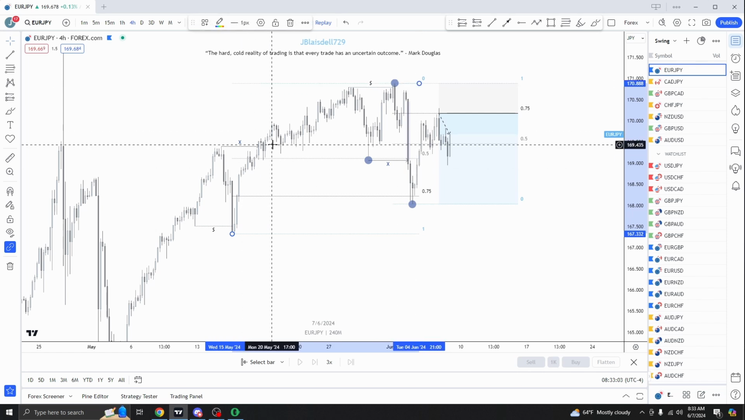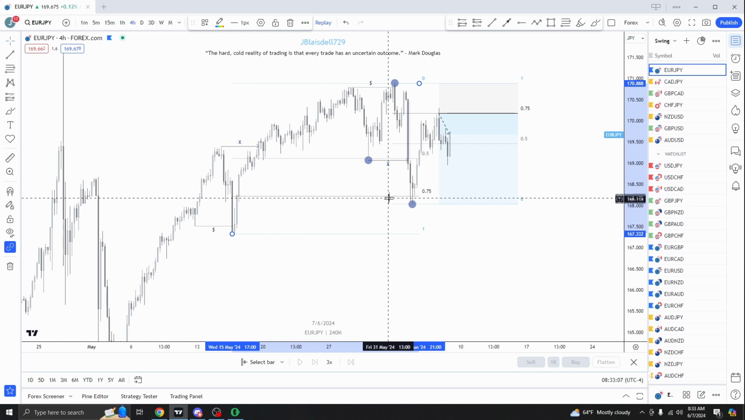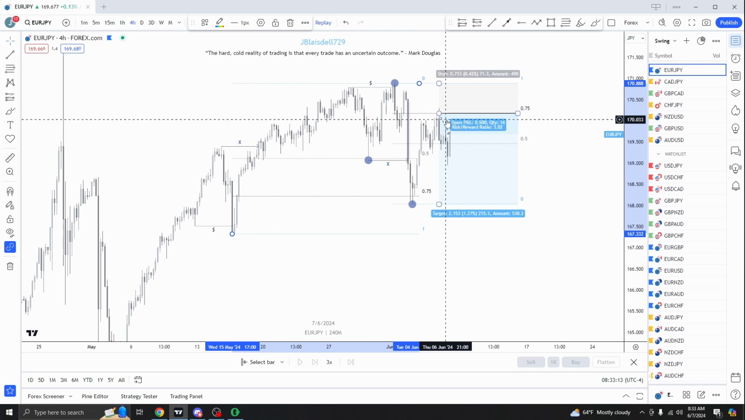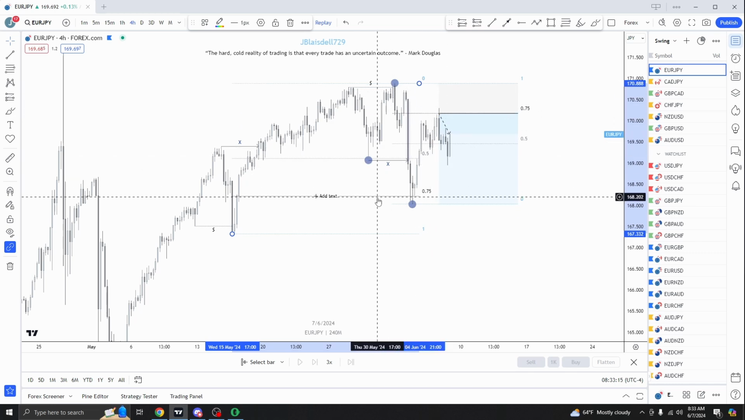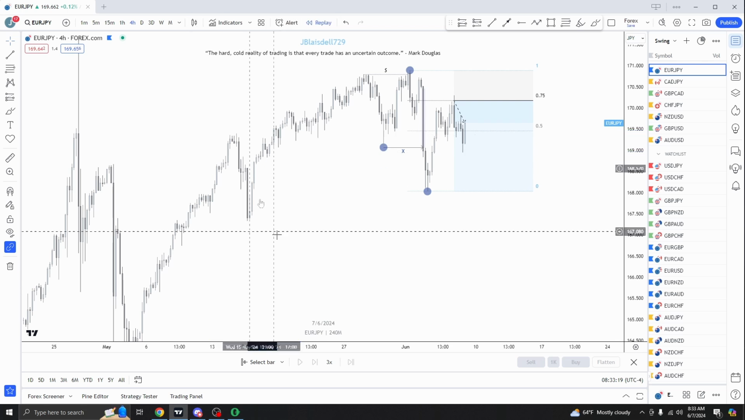But like I said, this took weeks to consolidate, and I didn't really want to be involved in that. But for some people who are willing to hold that out, you can see it would have worked in this case, and you would already be break even and possibly going for take profit. I'm just not that kind of trader.